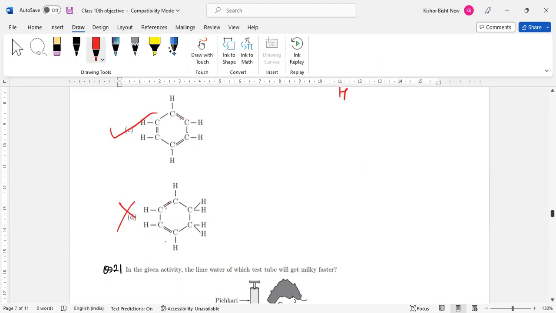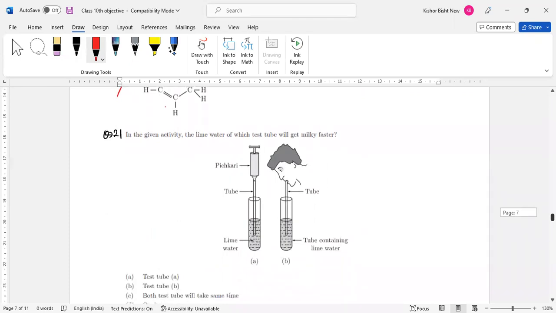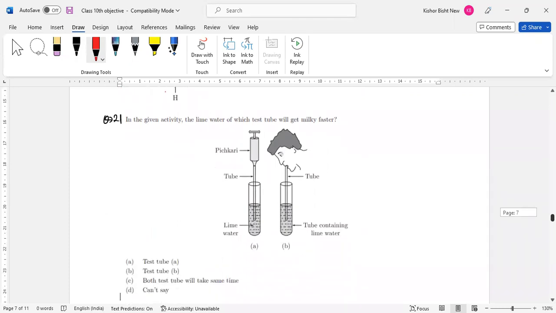Now come to the next question. Question number 21. This is a good activity-based question. Again, in this given activity, the lime water of which test tube will turn milky faster? So in test tube A and test tube B, in test tube A we are using a pichkari tube with lime water.